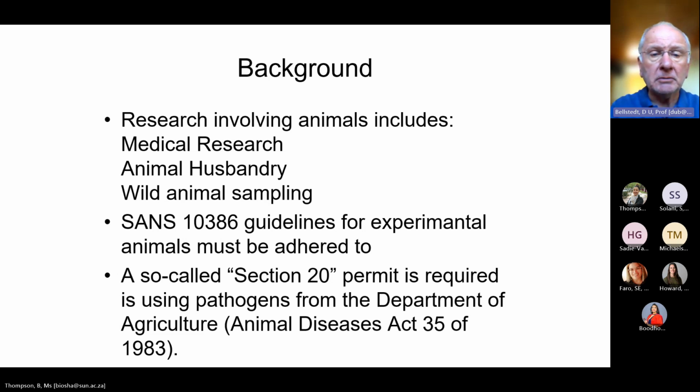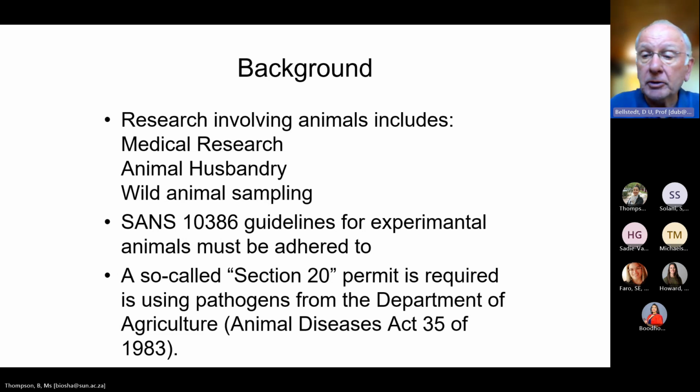And now you might ask, well, how does this happen? Are there rules? Yes, there are rules. There is the South African National Standard 10386, which gives you guidelines for how experimental animals should be housed and what they should be fed, etc., etc. And those need to be adhered to. That document is available on the Research Development website. So should you wish to fill in an application, you can consult that.